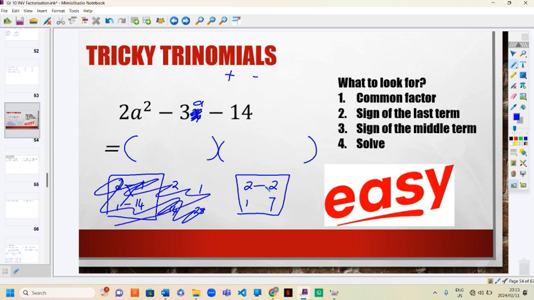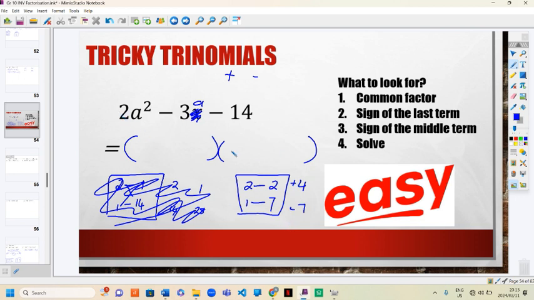Let's try 2 and 2. That's going to give me 4. And 1 and 7, 7. 7 and 4 can give me negative 3. But now which one of these, the 7 or the 4, has to be negative for me to get a negative 3? The 7 has to be negative, and a plus 4 there.